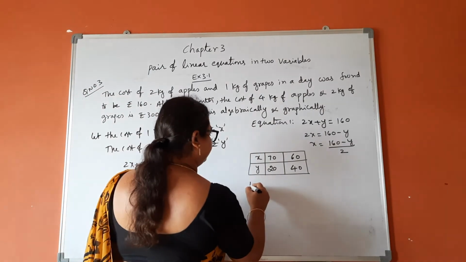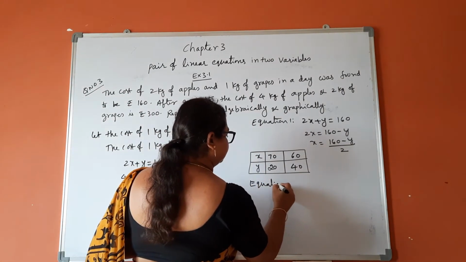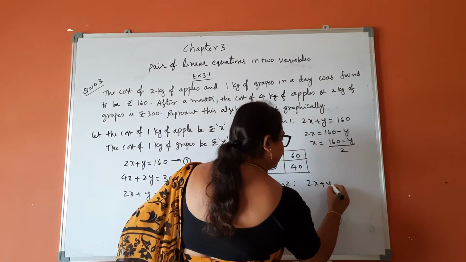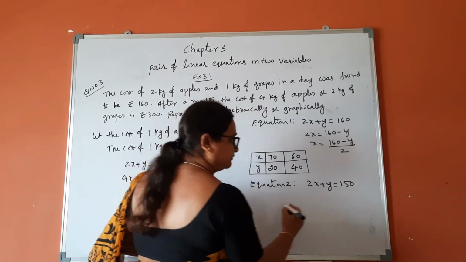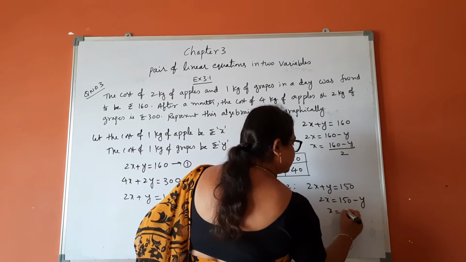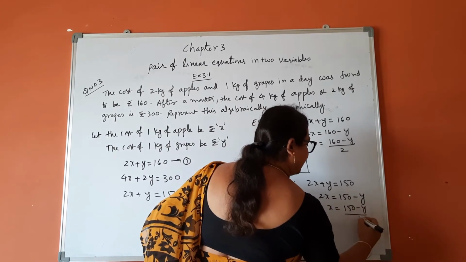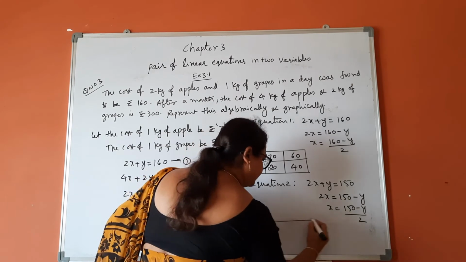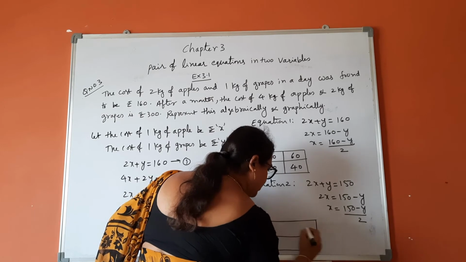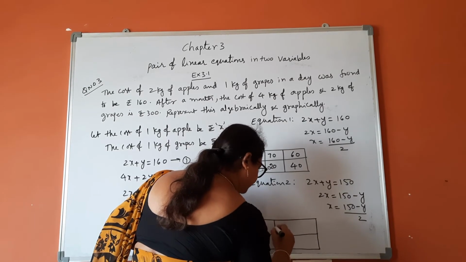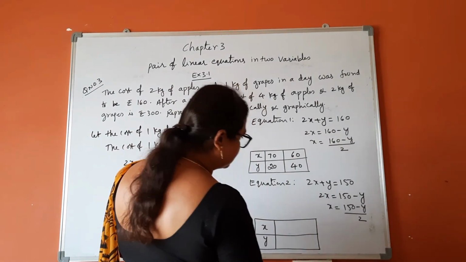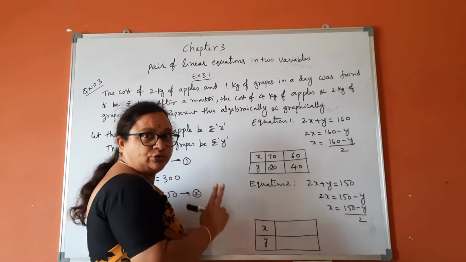Equation 2. That is 2x plus y is equal to 150. 2x is equal to 150 minus y. X is equal to 150 minus y by 2. For this equation also we need to find two solutions. So to represent a linear equation in two variables on a graph sheet, we need two solutions.